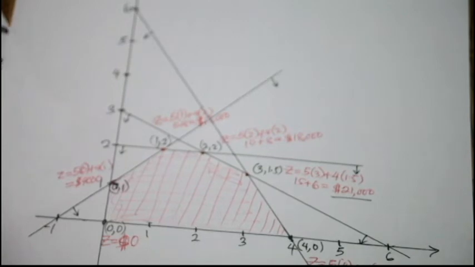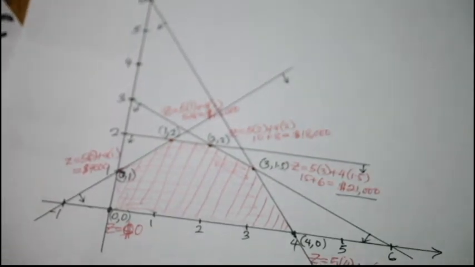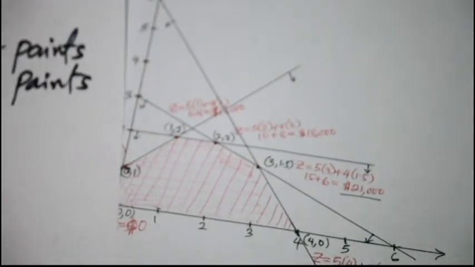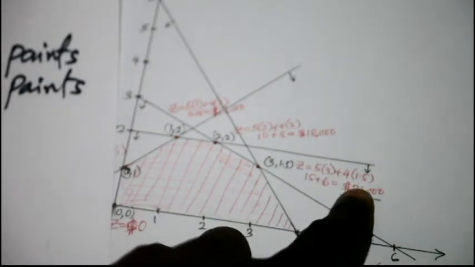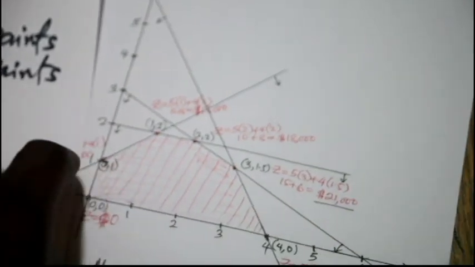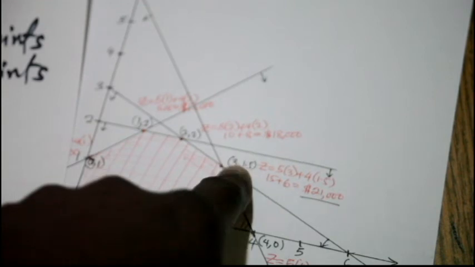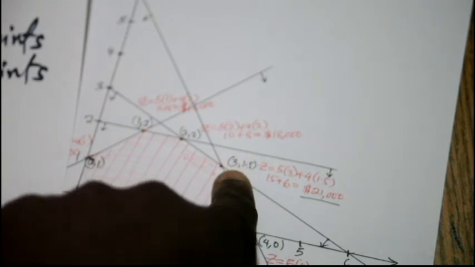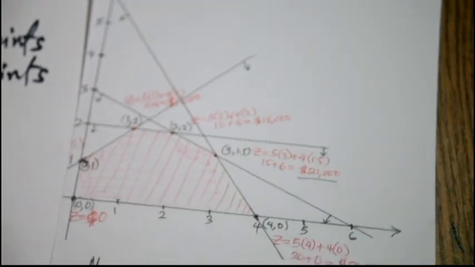So that's what I interpret it to be. If I produce 3 tons of interior paint and 1.5 tons of exterior paint, I'm going to make a profit of $21,000. So out of the points that we have here, this region gave us the best possible feasible solution that we desire.